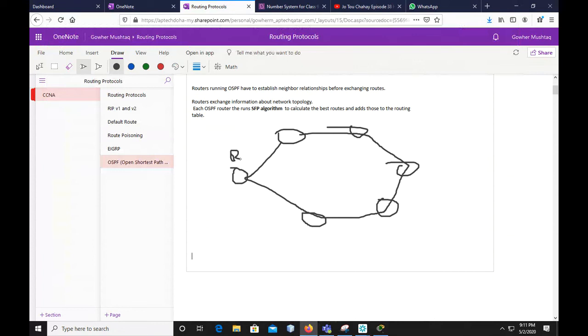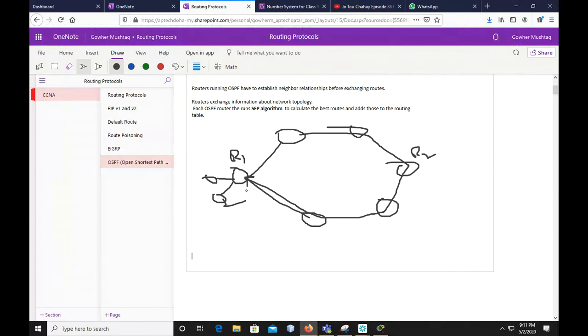So this is my router R1, and this is R2, and these are routers. Every router shares information. Taking this router as an example, I have directly connected subnets, like 2, and now I need the information of all these networks.